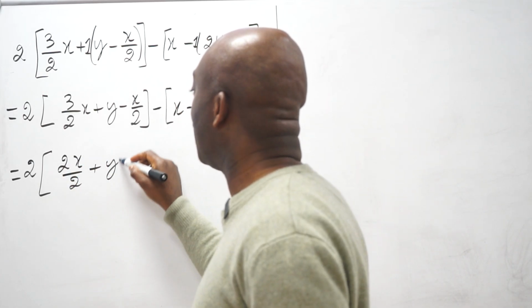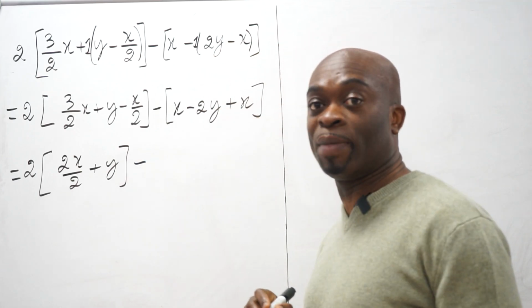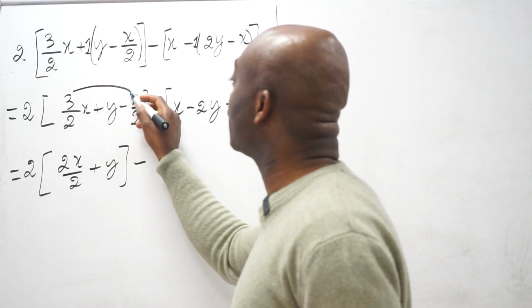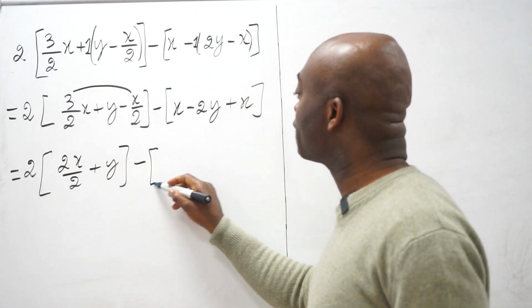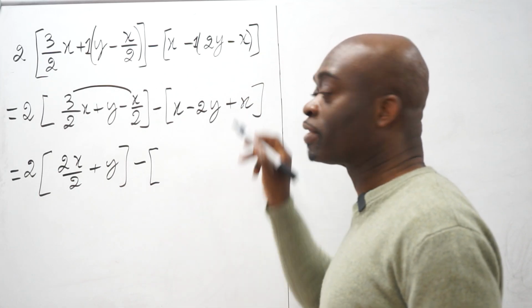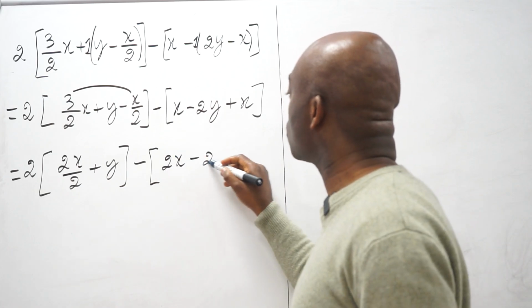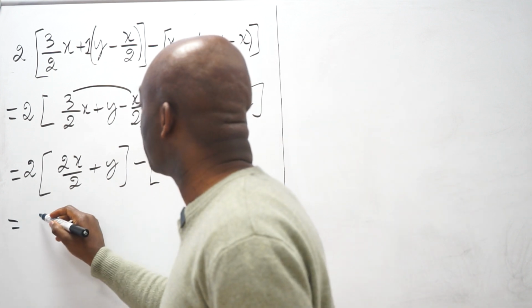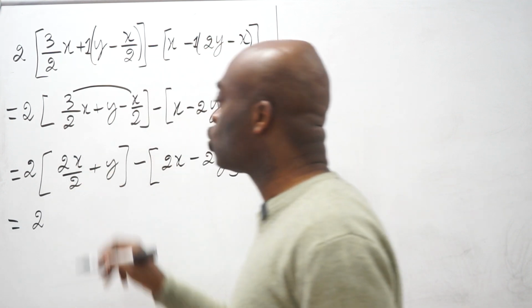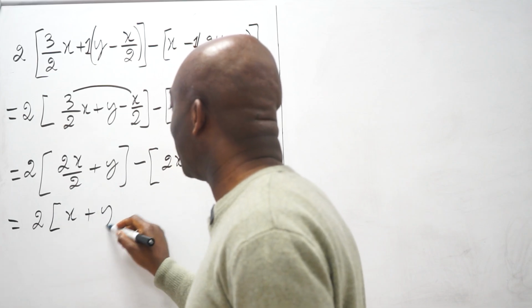And then we have the y that we bring down. Minus, here also we got to combine like terms. So let's do this so that everybody is on the same page. And then in this case, we come here, x plus x is going to give us what? 2x, right? And then minus 2y. Okay? And then we end up with 2. Then 2x divided by 2 is going to give us what? X. So just x plus y inside.